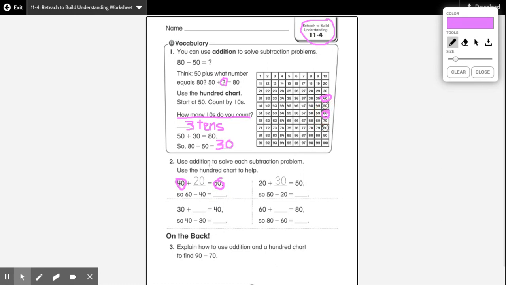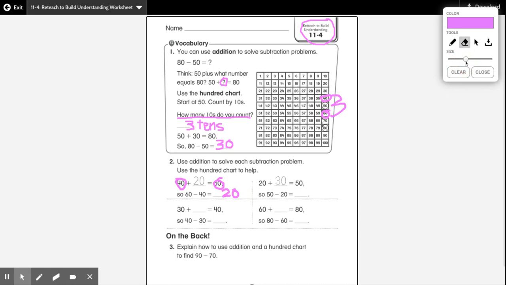So here's my starting point. Here's my end point. I'm missing an addend again. Let's see how many tens I need to count. We're going down because we're adding. 10, 20. It took me 2 hops, 2 tens, which equals 20. And that's how I got the answer here for 20. So the answer is 60 minus 40 equals 20.